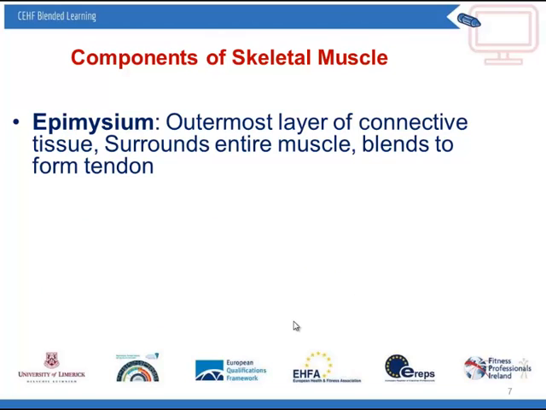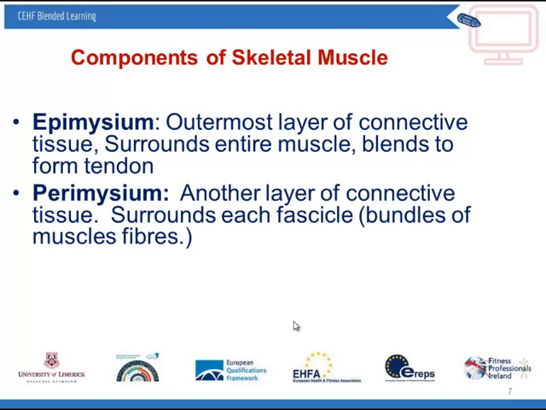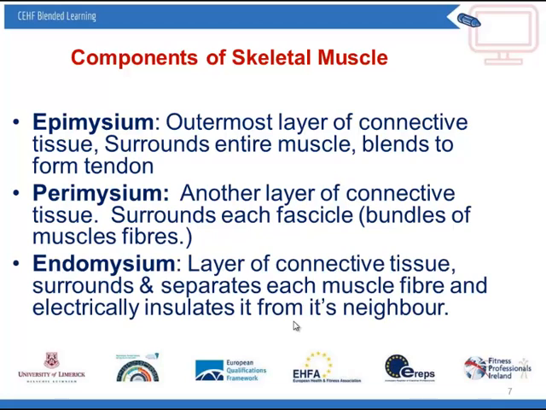The epimysium then, that's the outermost layer of connective tissue that surrounds the entire muscle. It blends to form the tendon. The perimysium then, which is the second layer of connective tissue that surrounds each fascicle or bundle of muscle fibers. And then we have the endomysium, which surrounds and separates each muscle fiber and electrically insulates it from the muscle fibers immediately around it.